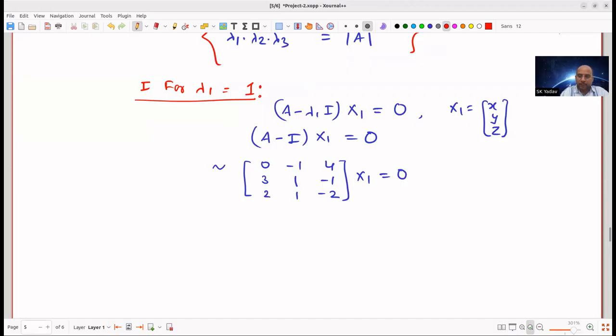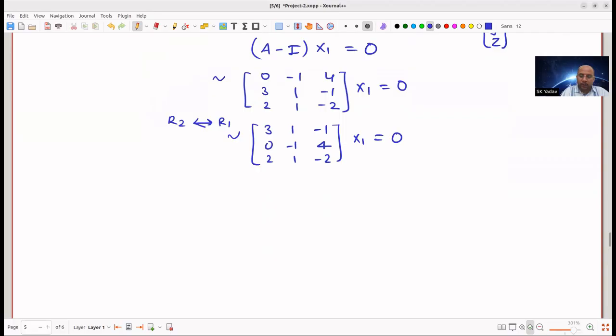So let us first make the leading element in the first row the first element. So I need to interchange the rows. Let's change R2 and R1 first. Then it gives you 3, 1 minus 1 and 0 minus 1, 4, and the third row is unchanged. So 2, 1 minus 2, x1 equal to 0.